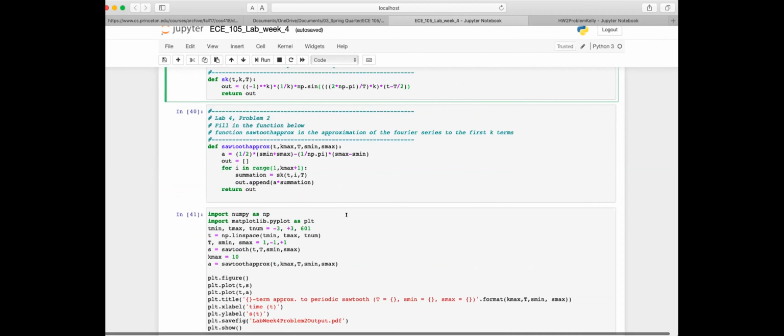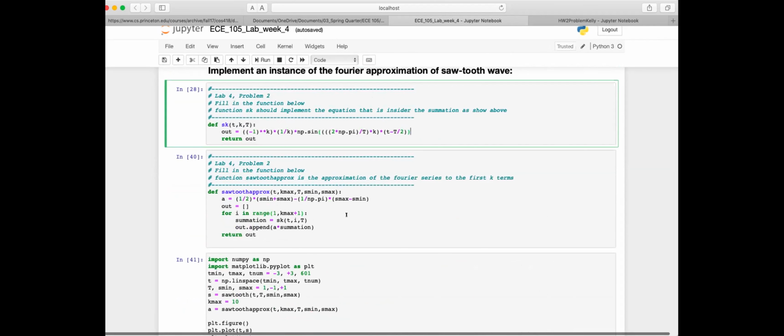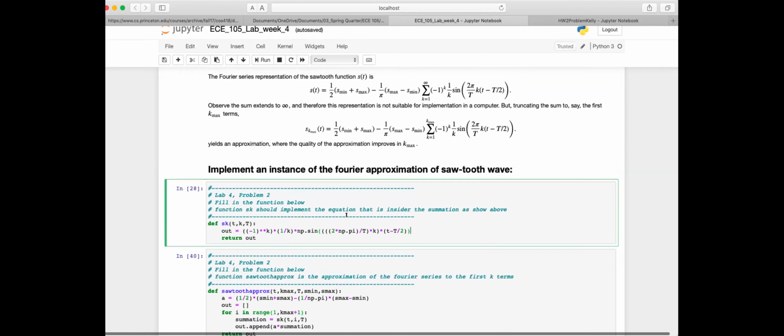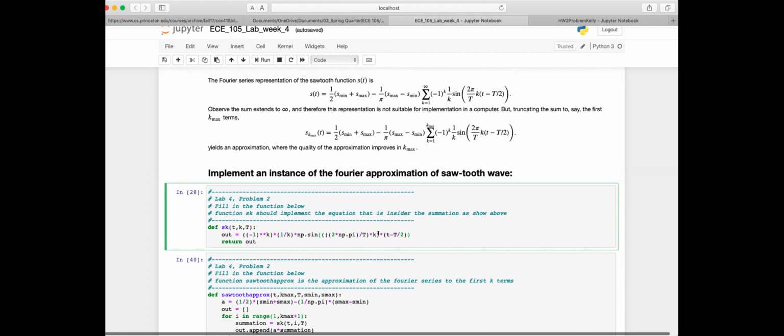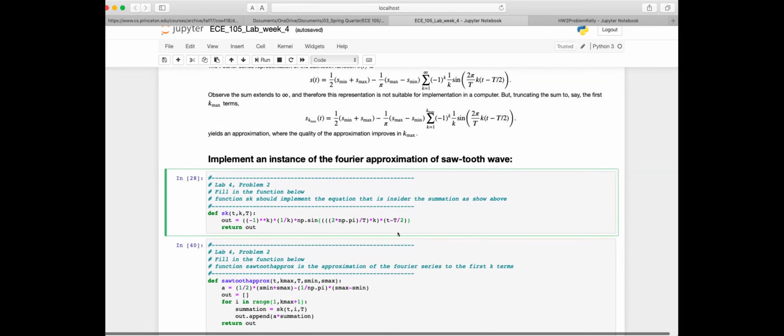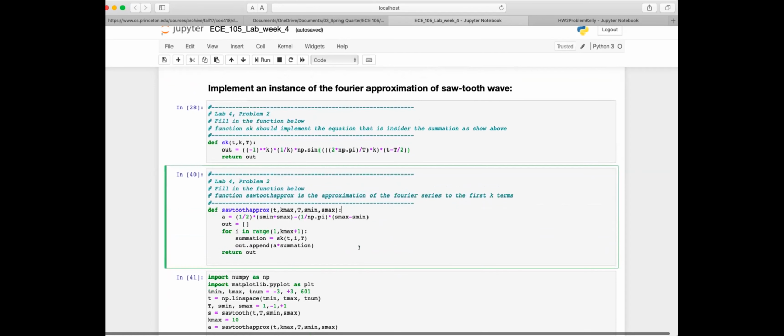Let me take a look. SK out is equal to (-1) to the power of K times 1 over K times np.sin. I hope the parentheses are fine. What was the real equation? It's 2 times np.pi over K T times K times T, minus, right. Okay, fair enough. Now what is happening over here? A is equal to, because that doesn't change.